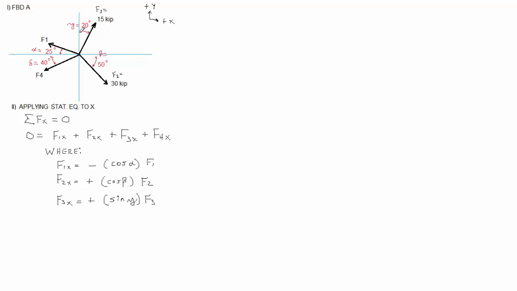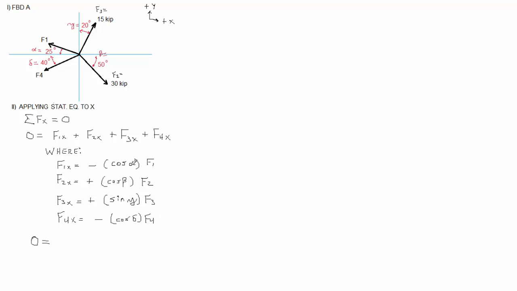You'll notice that the angle for F3 is actually marked off the y-axis. There's nothing wrong with that, but keep in mind that cosine does not mean x. Cosine means adjacent side, so in this case the adjacent side of that 20-degree angle would be the y. The opposite side would be our x side, which in this case is sine. And F4x is going to be a negative cosine delta times F4.